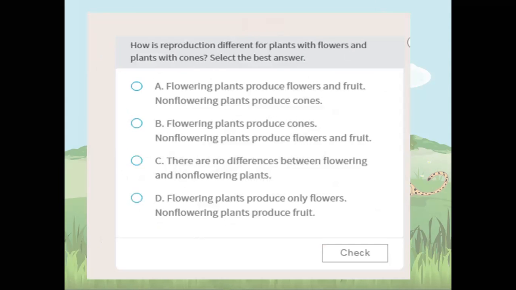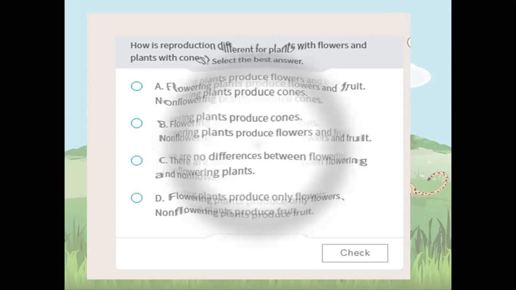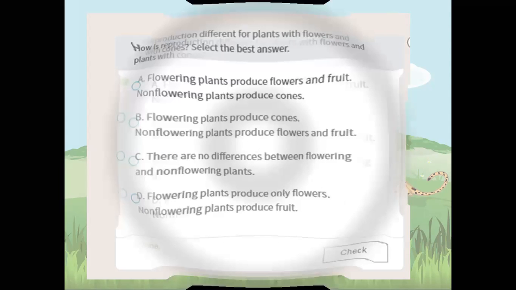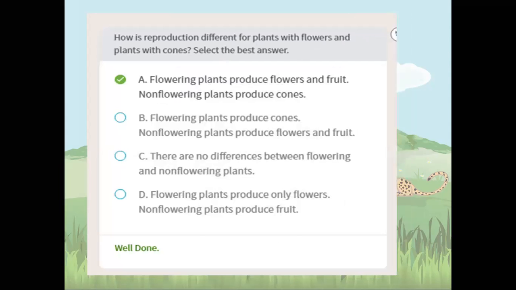How is reproduction different for plants with flowers and plants with cones? A. A flowering plant produces flowers and fruit, while non-flowering plants produce cones. B. Flowering plants produce cones, while non-flowering plants produce flowers and fruit. C. There is no difference between flowering and non-flowering plants. D. Flowering plants produce only flowers, while non-flowering plants produce fruit. Think about it. Excellent. The flowering plant produces flowers and fruit, while the non-flowering plant produces cones.